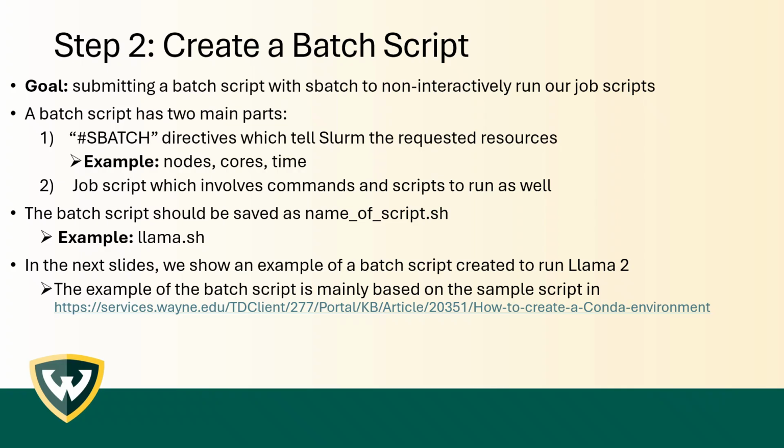In the first part, we can request resources such as nodes, cores, and time. And in the second part, we can write commands and scripts to run as well. The batch script should be saved as the name of the script .sh, like for example llama.sh. In the next slide, we'll be showing an example of a batch script created to run Llama2 on the grid. And the example of this batch script is mainly based on the sample script in the following link.